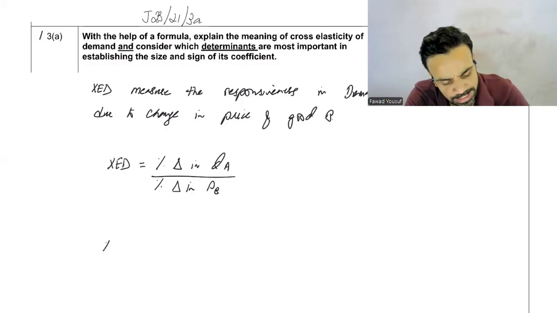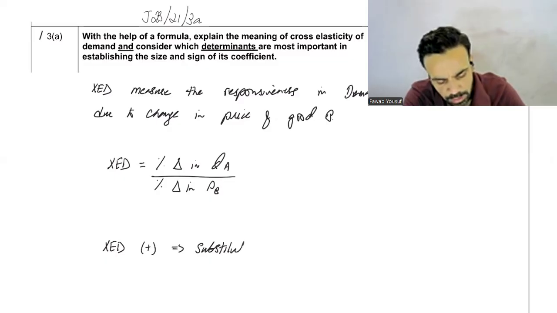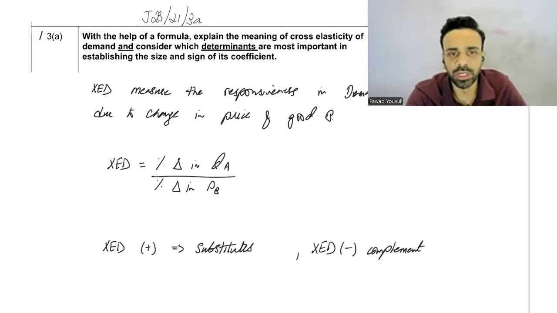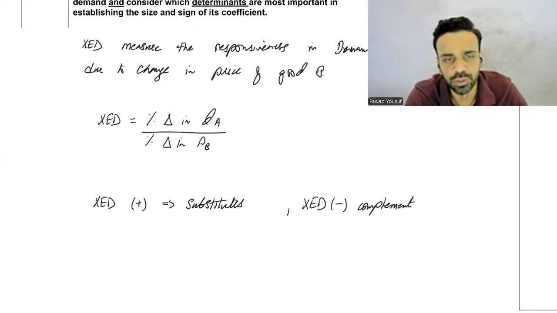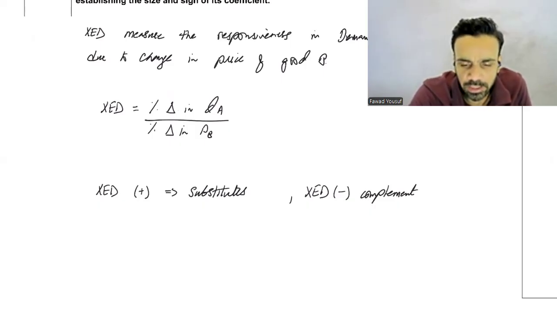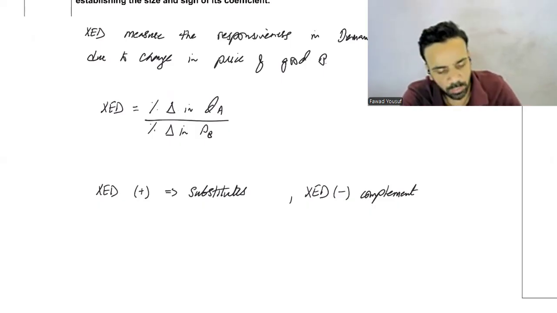That XED की जो वैल्यू है अगर वो पॉजिटिव आ जाती है तो then the two goods are supposed to be substitutes. And if your XED is negative, then the two goods are supposed to be complements. Ab, this is where the trick, the confusion actually comes के प्लस माइनस की बात करें या ग्रेटर देन वन लेस देन वन की बात करें.